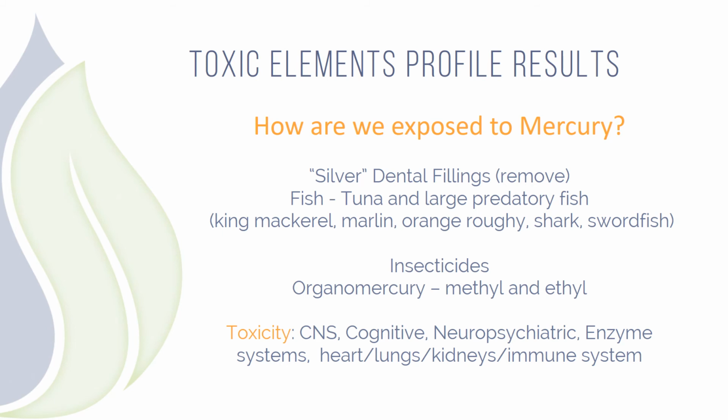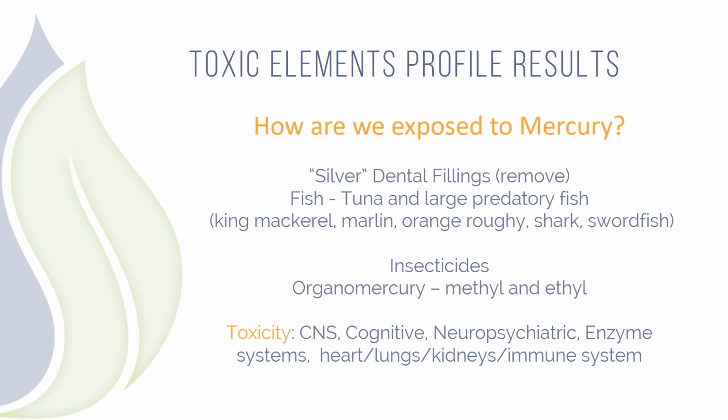How do we get exposed to mercury? Well, mercury is in silver dental fillings, so it's good to consider removing them because they continue to release mercury into the body that's absorbed. Many fish that are high in the food chain build up mercury, and when we eat them, it builds up in our body. Tuna and large predatory fish like king mackerel, marlin, orange roughy, shark, and swordfish are especially high. Insecticides sometimes contain mercury, as do some preservatives for vaccines.